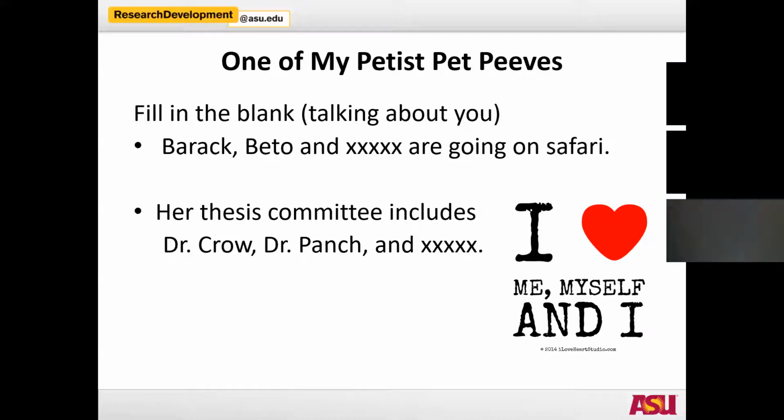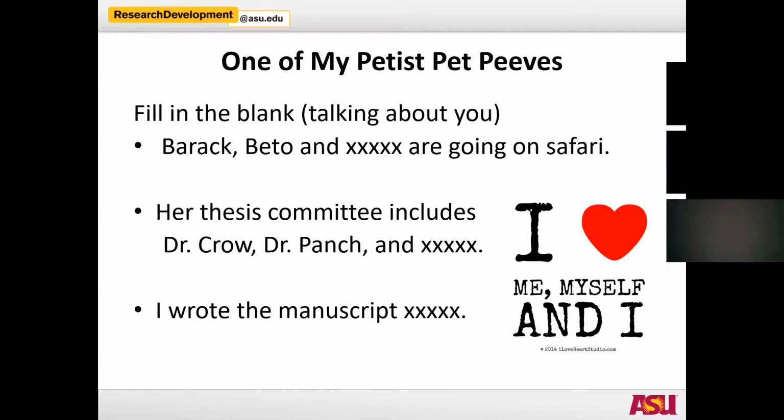Her thesis committee includes Dr. Crow, Dr. Punch, and I. A lot of people would say I, right? But her thesis committee includes me, right? So that would be correct. Lots of people say Jane and I when it's not actually correct. You have to take away the other people and just have it be you, and then see what would you do if it was just I or me. What would be correct in that sentence? And it's crazy how many very well-educated people make that mistake all the time.